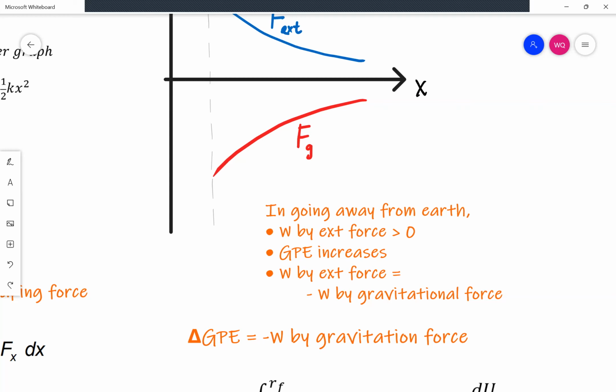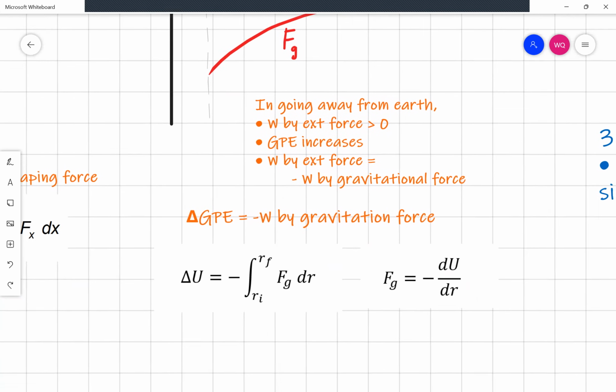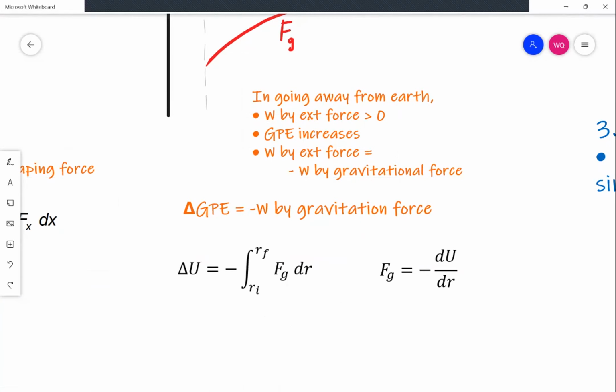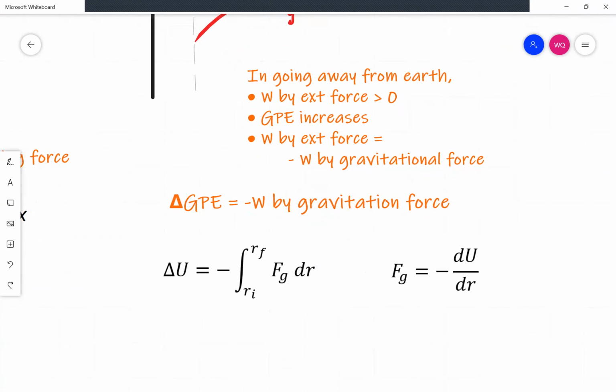So we are saying, A equals to B. B equals to minus C. A hence equals to minus C. This is where it gets complicated already. So with that, you look at the equation on the left-hand side first. U is representing GPE, so it's just a different way of denoting it. So change in U is equals to minus area under FG graph. Agree?